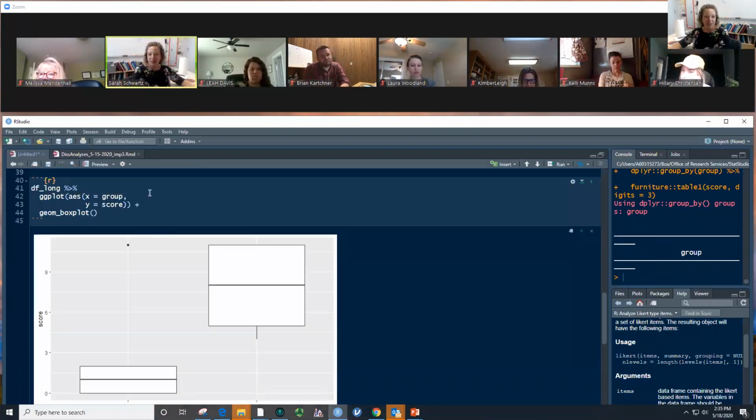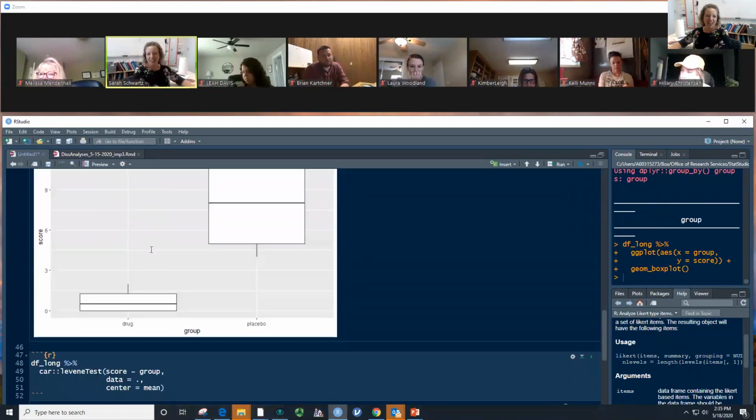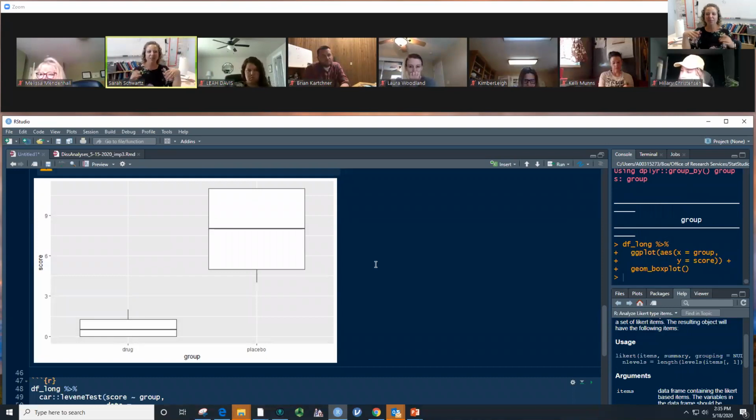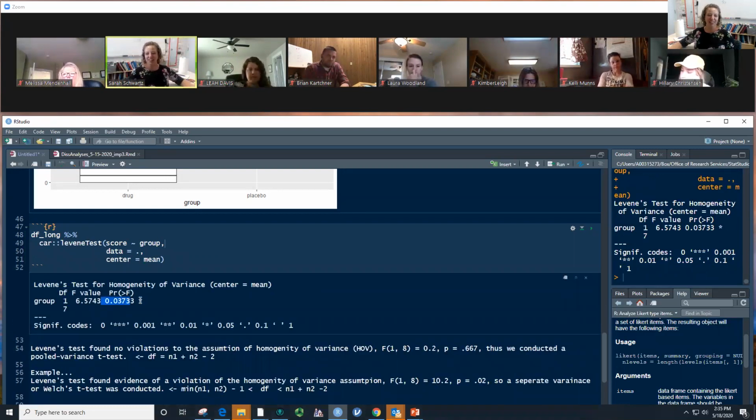If I'm going to plot them now, notice that 11 is gone. Check out those boxes. How does homogeneity of variance look now? A lot less spread in the drug group, a lot more spread in the placebo group. So what happens when we run Levene's test?